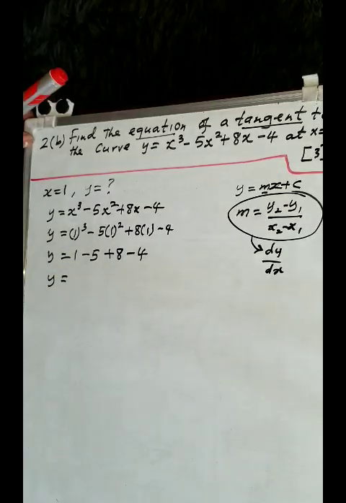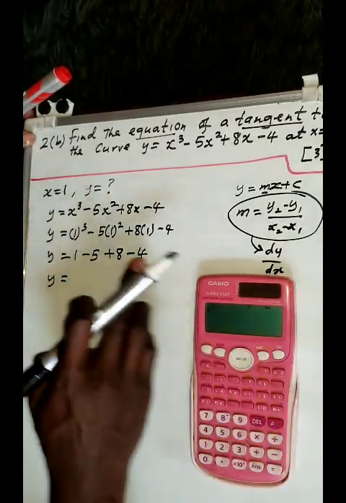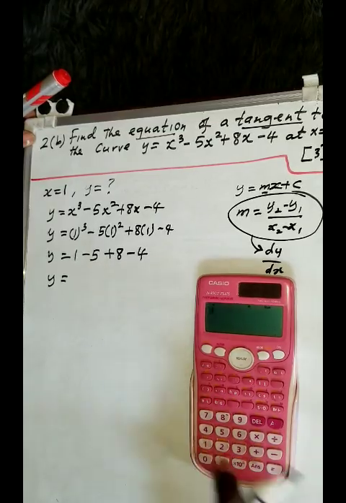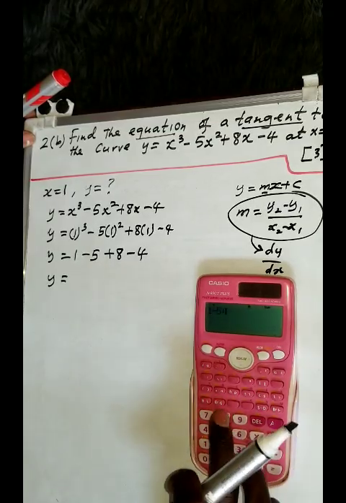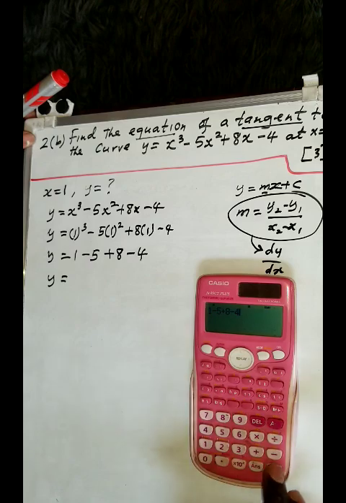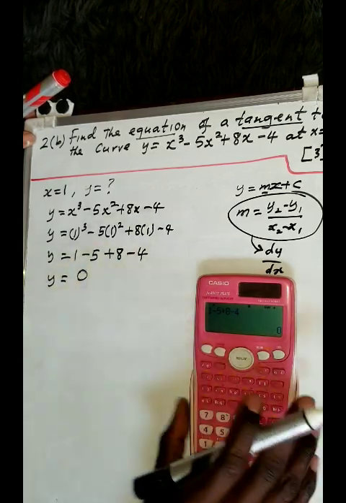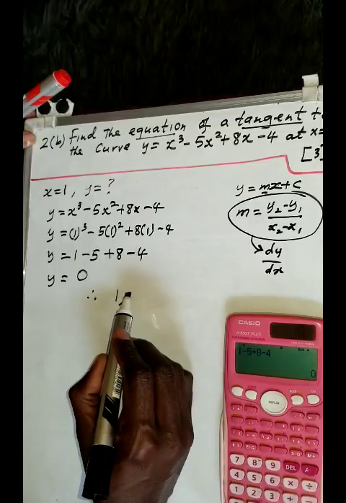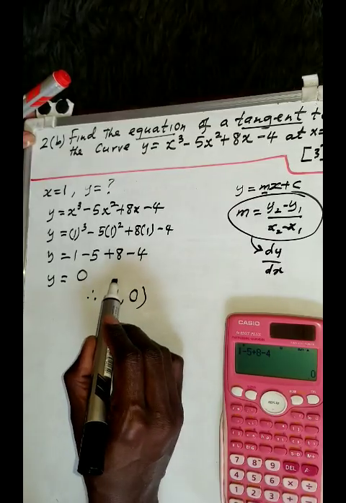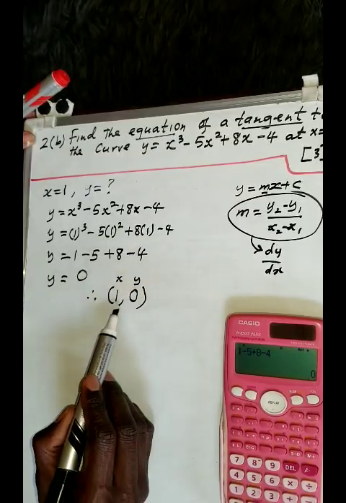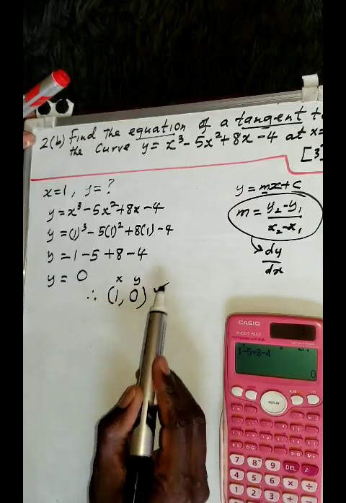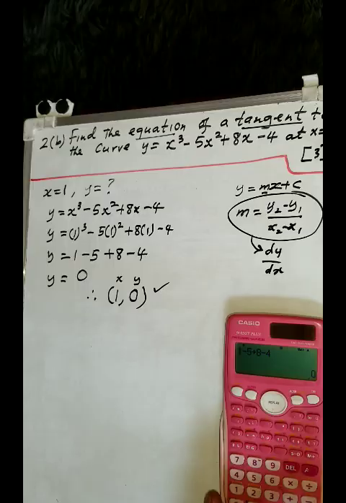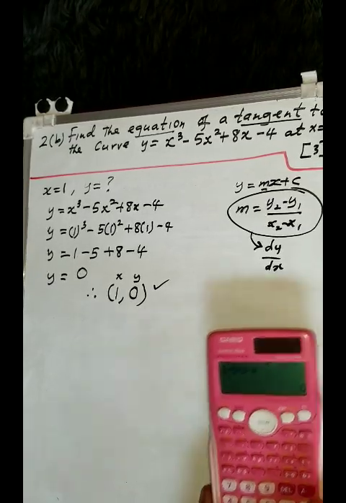If you want, you can use your calculator to work it out, and I believe that is going to give us a 0. So it is 1 minus 5 plus 8 minus 4, that is going to give you a 0. Meaning at that point when x is 1, y is equal to 0. Remember, it's a coordinate, x and y. When x is 1, y is equal to 0. You need this coordinate later on to find the equation of what we are calling the tangent.